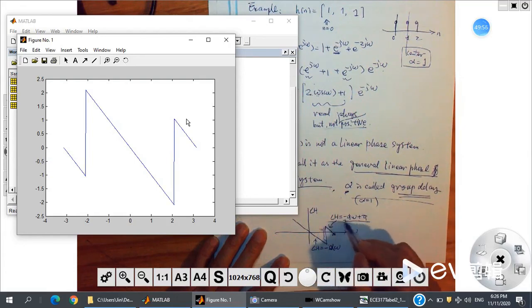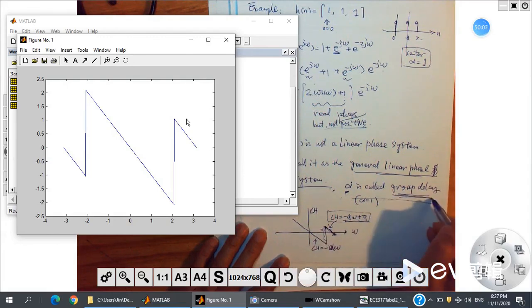This is still a straight line. This is also a straight line, a different line. And this is also a slope, but it is not really the delay. We call it the group delay. Alright.